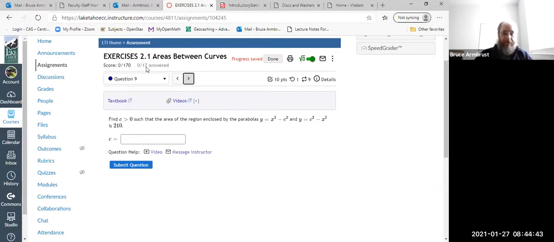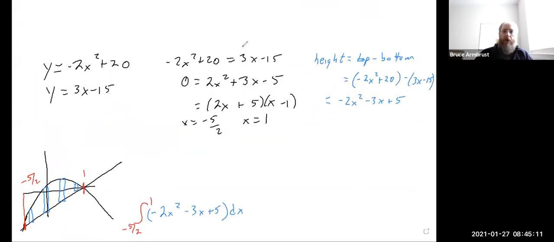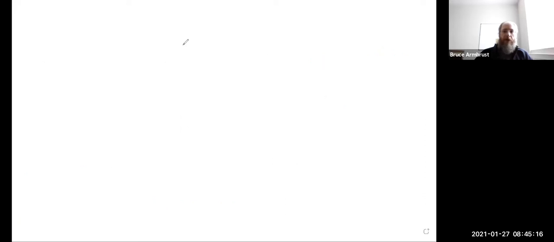Number 9 says we want to find c such that the area of the region enclosed by the parabolas y squared equals x squared minus c squared, and y equals c squared minus x squared is 210. All right. Well, let's see how we're going to set that guy up. So let's go back to the whiteboard. Let me go ahead and clear these old drawings, and we'll do some new ones here.